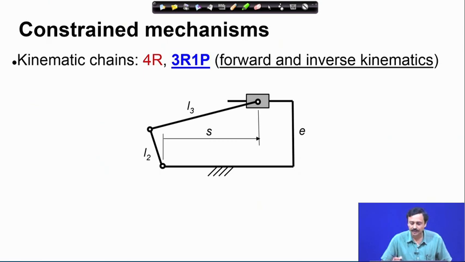So, the chain is shown here. Here you have this angle, which we will call theta 2, and this displacement S of the slider. We are going to look at the forward and inverse kinematics problem, assuming one to be input, the other to be the output.